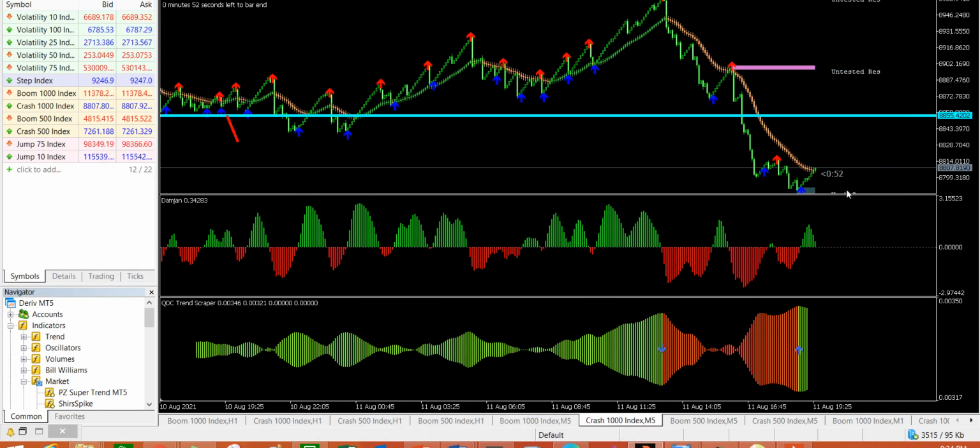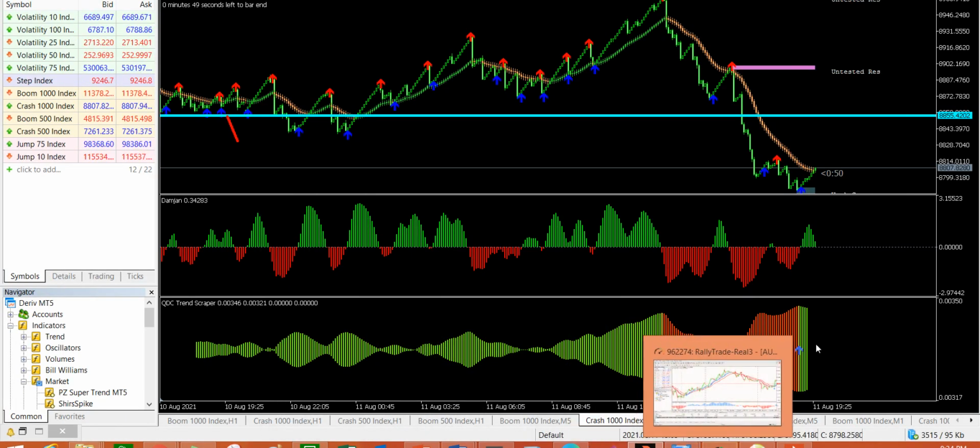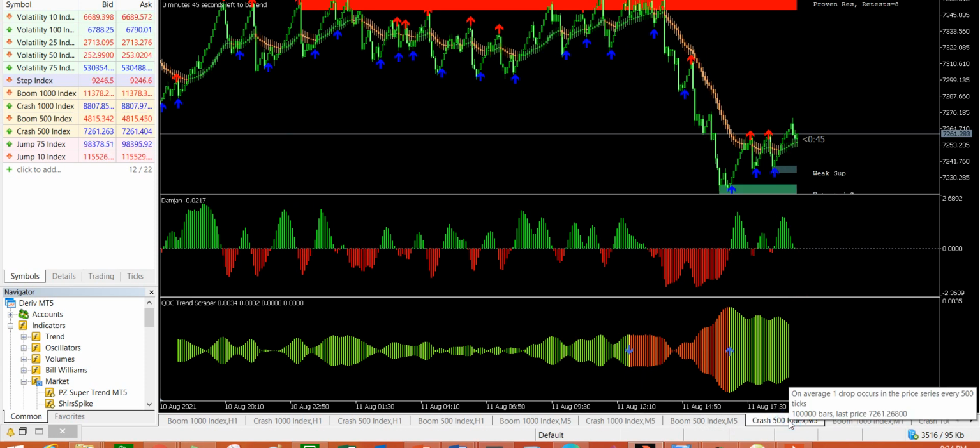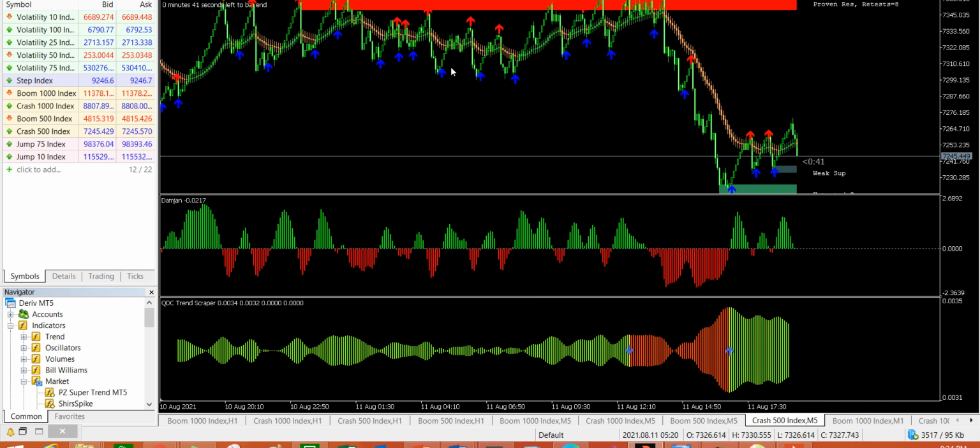So we'll be checking out Crash 500 right away. So this is Crash 500, just the way you have seen it. The market consolidated around here to here, because it has gone on an uptrend right from the downtrend level. It went on an uptrend, got there, came down, went back to that same resistance level, came down.